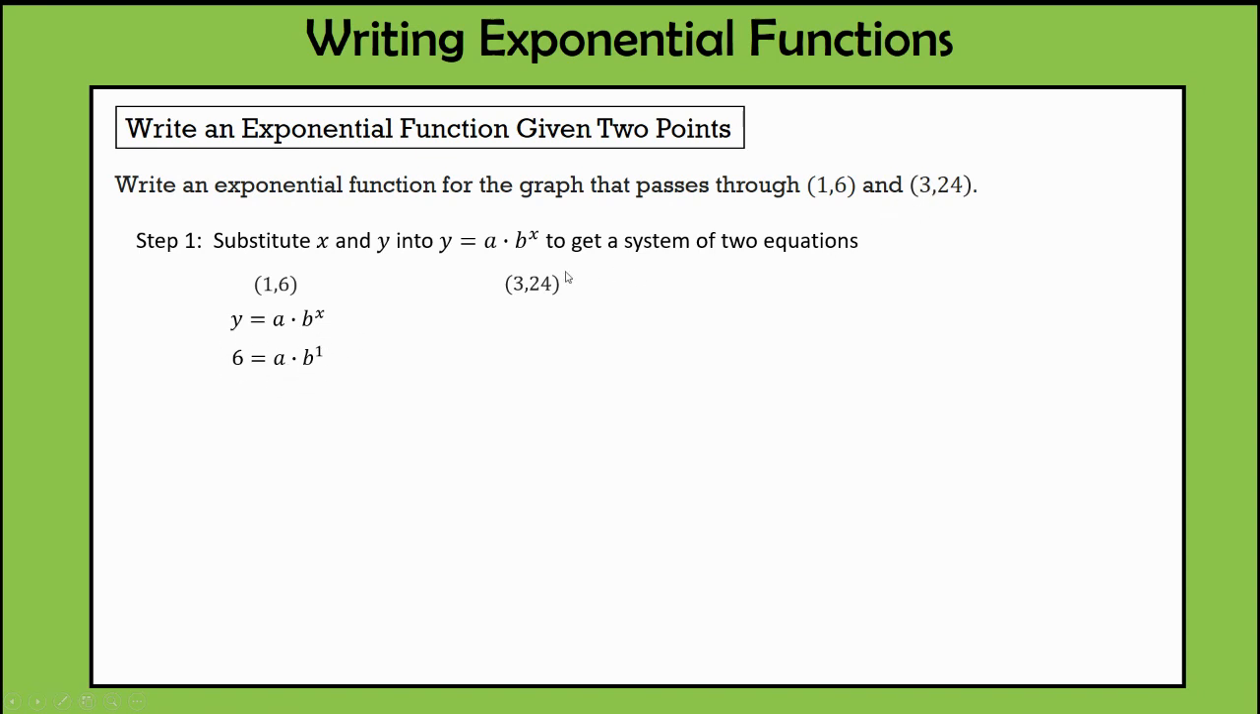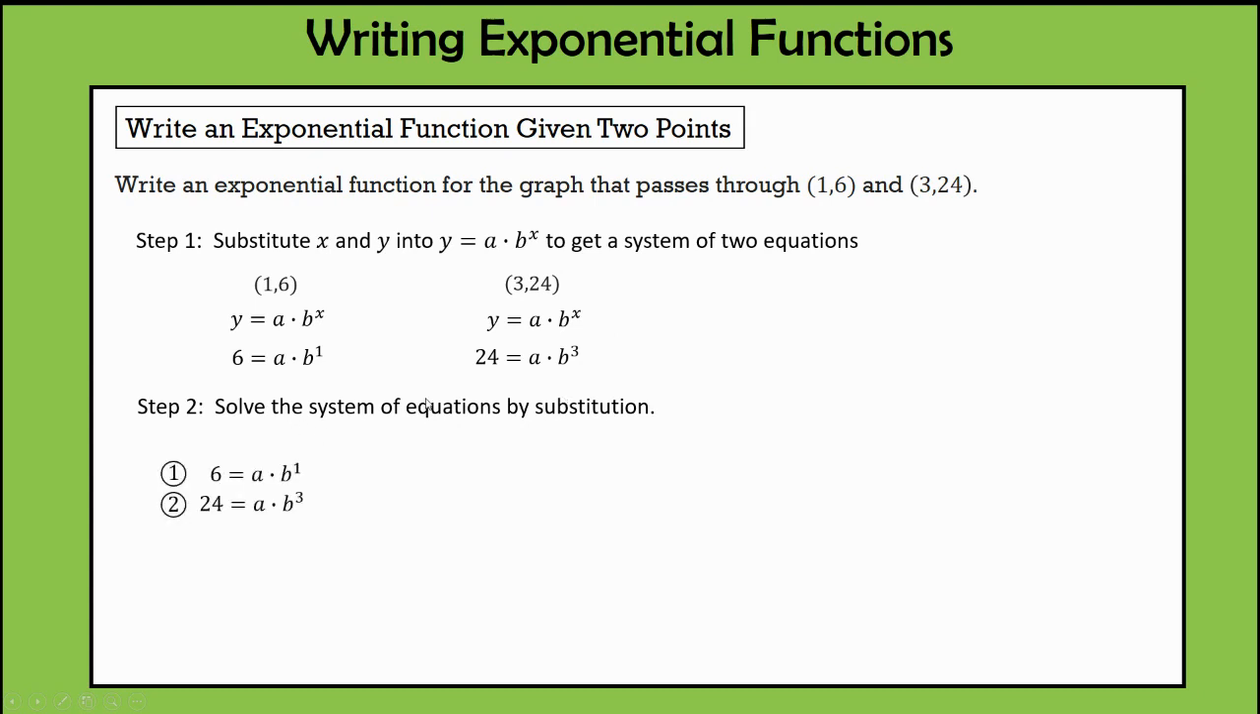Now we're going to take our second ordered pair, 3, 24. We're going to do the same thing. y equals a times b to the x. I'm going to replace y with 24 and x with 3. So here's my second equation. All right, so what we now have is two equations with two unknowns in it. So we're going to solve this system of equations by substitution. Here's equation 1, 6 equals a times b to the first. Here's equation 2, 24 equals a times b to the third.